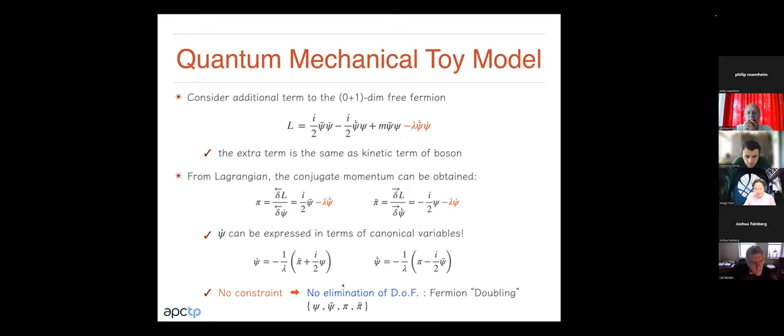That's why in the fermionic theory we usually only have psi and psi bar in the phase space, because the other phi and phi bar are eliminated by this constraint. But now this is not a constraint anymore for non-zero lambda. So like a scalar field, you have to have all of them. This is kind of fermion doubling, but it's different from the doubling problem on the lattice. It's just that the phase space is doubled.